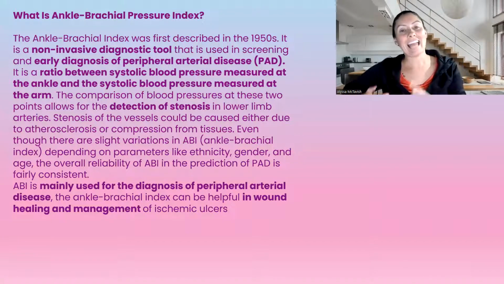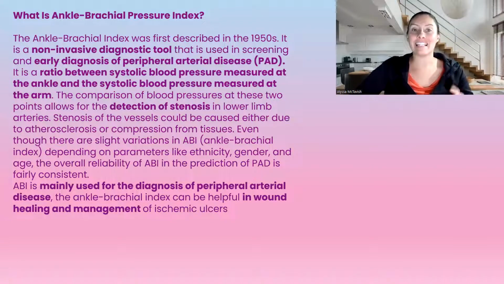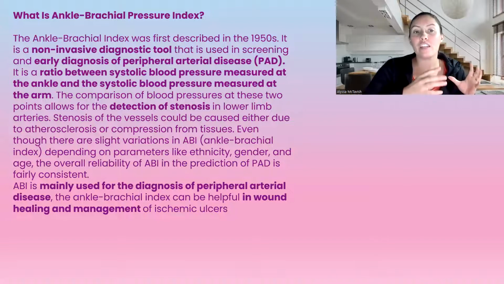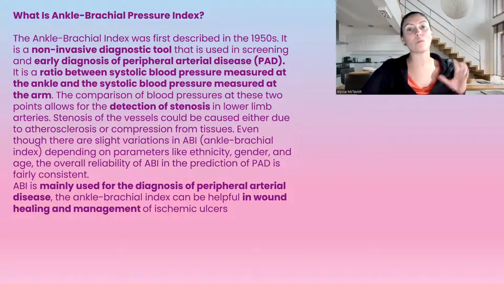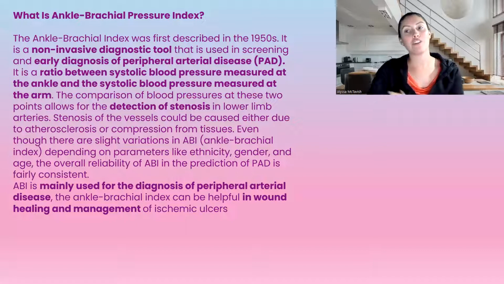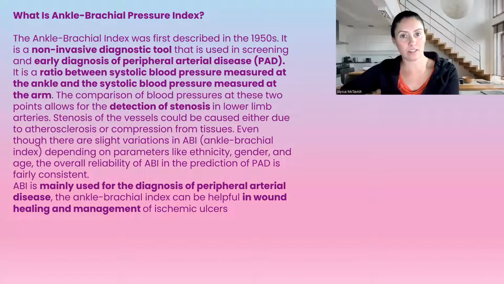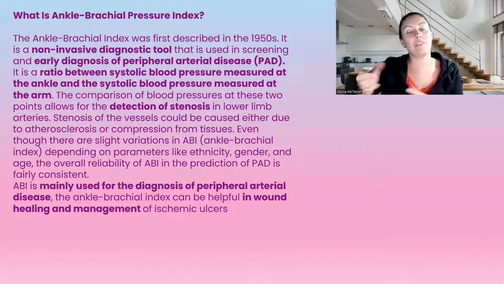So what is an ankle-brachial pulse index? An ABPI for short. It was first described in the 1950s. It is a non-invasive diagnostic tool used for the early diagnosis of peripheral arterial disease. It is the ratio between the systolic blood pressure measured at the ankle and the systolic blood pressure measured at the arm. This detects stenosis, the narrowing of the vessels.